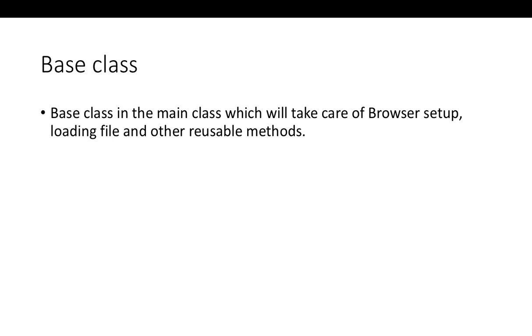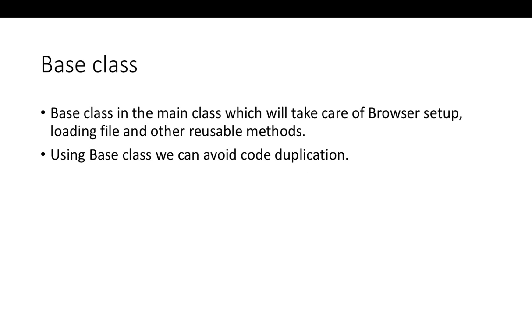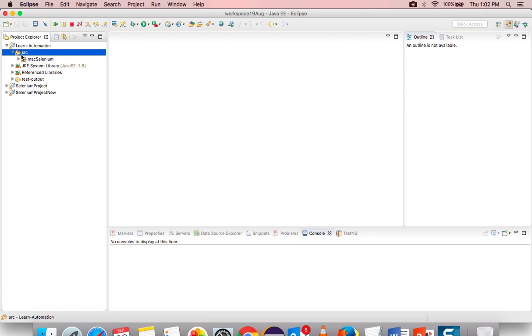The base class is nothing but you can say a separate Java class, or the main class of your automation framework, which will take care of the browser setup, loading configuration file, Excel file, and other reusable methods. The main benefit of using base class in Selenium is you can avoid the code duplication. It means you don't have to write the same code again and again in every test case. We can easily avoid this, and ultimately when you use this base class, you will reuse the code, and that is how your framework is supposed to work. So let me go back to our project.